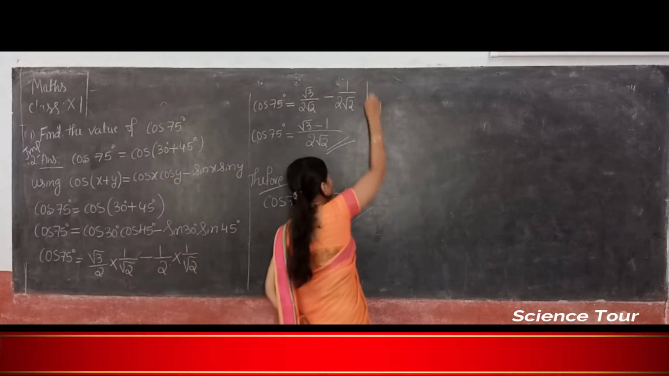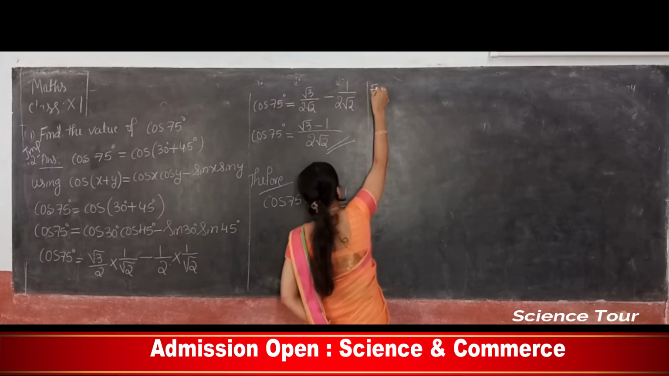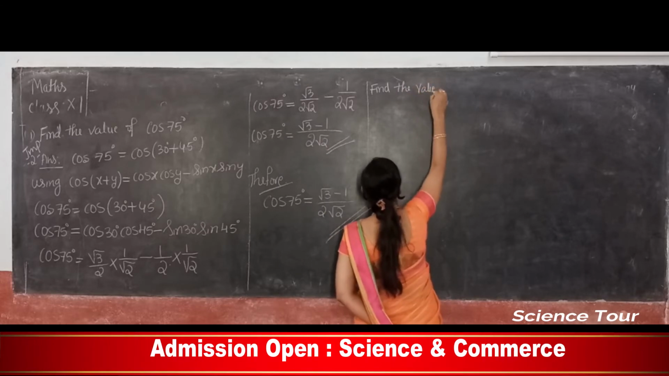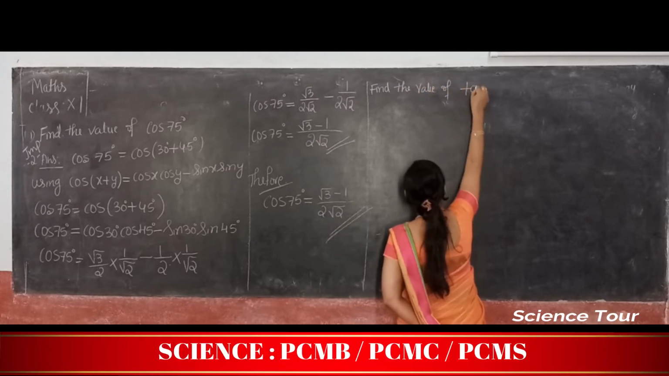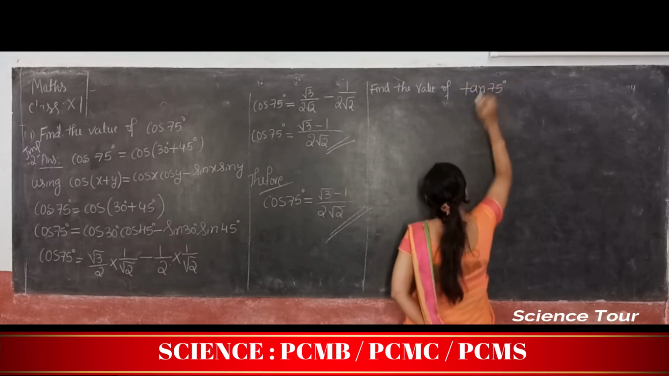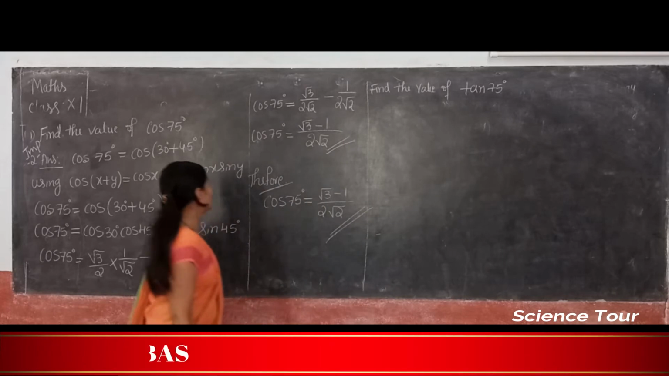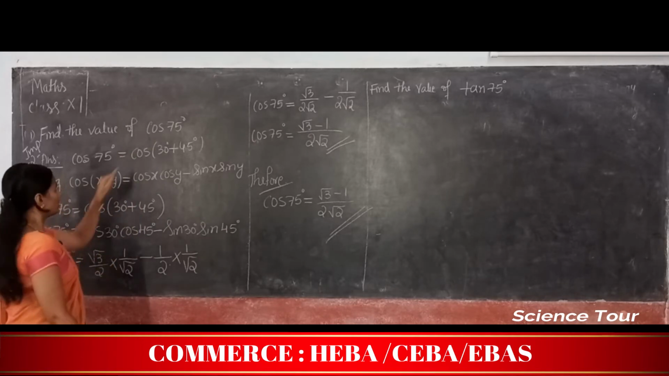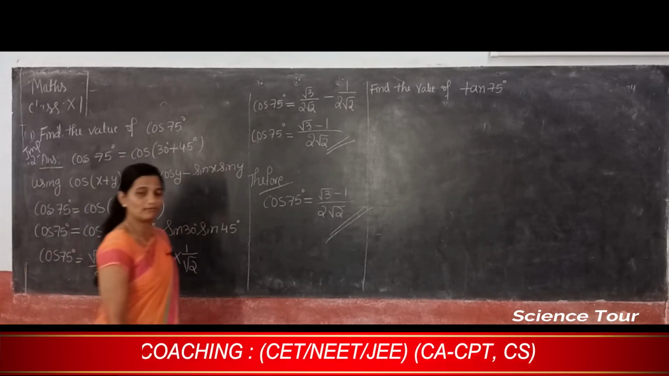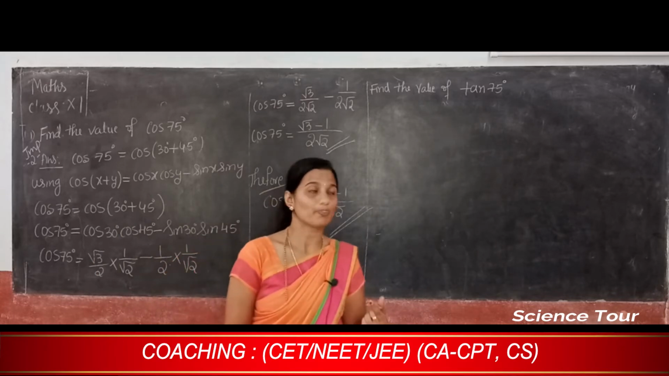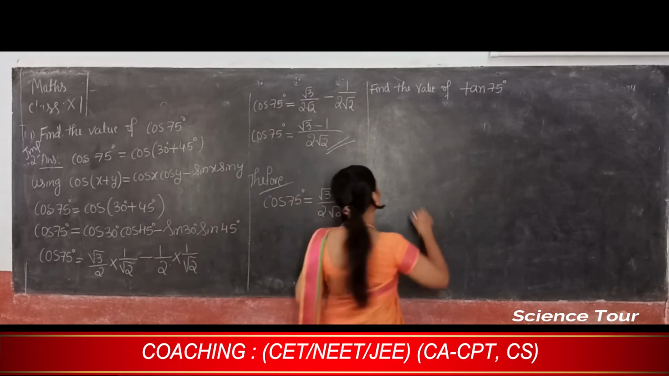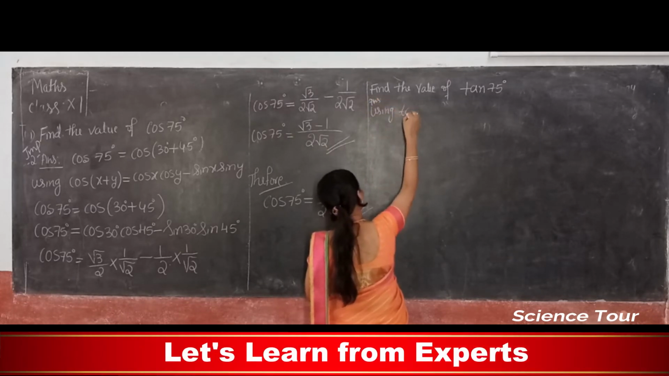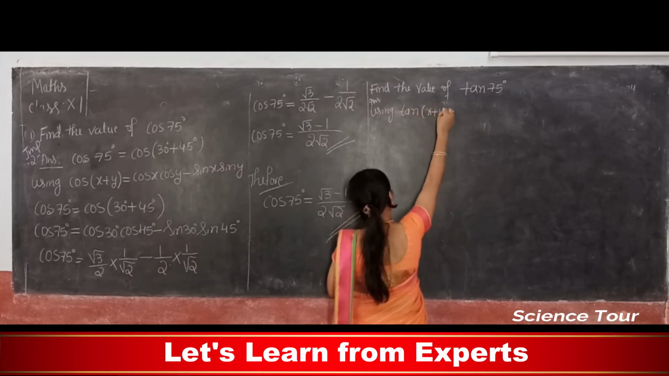So now next we will discuss finding the value of, next important question, tan 75 degree. How to split now? If it is sin 75 degree, which formula do we use? Sin x plus y. If it is cos 75, we use cos x plus y. So if it is tan 75, the formula is tan x plus y. Is it right?